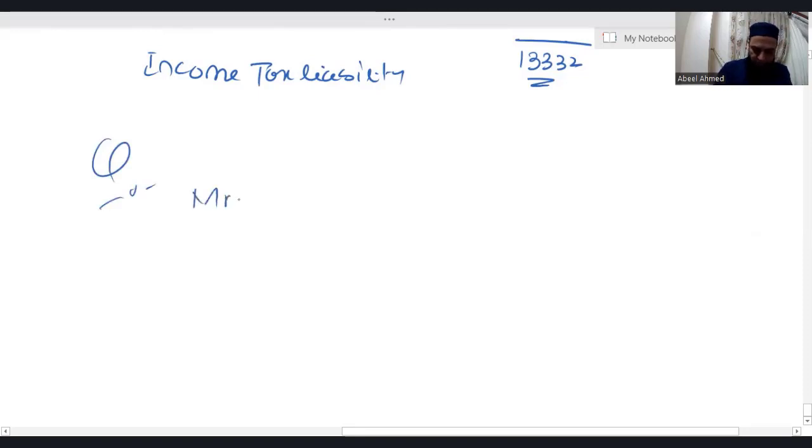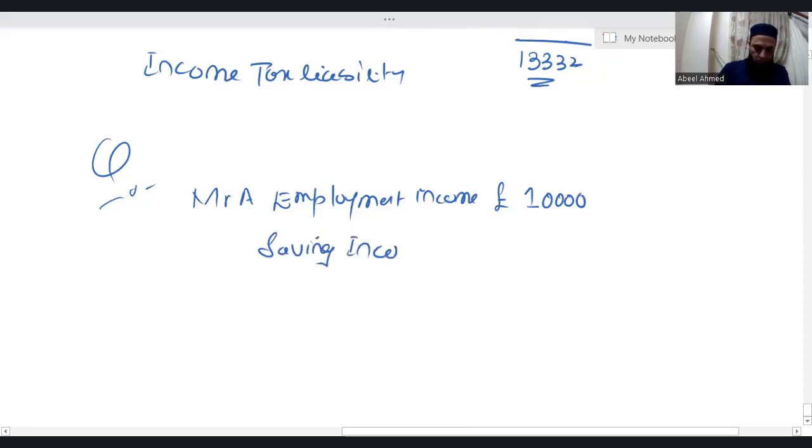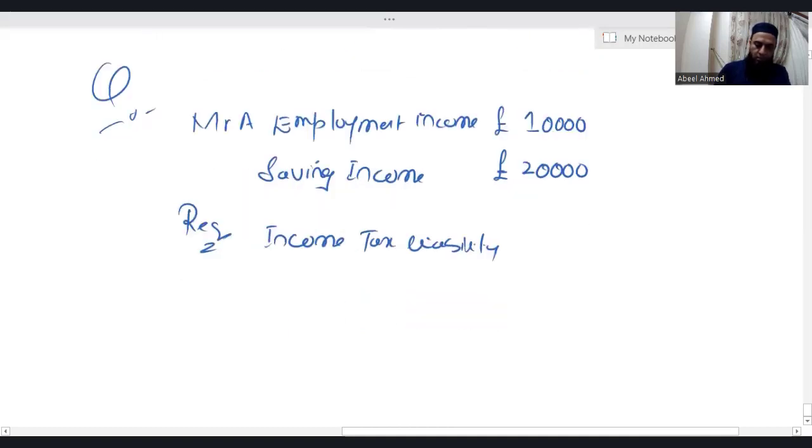Let's say we have Mr. A in the question. Employment income is let's say 10,000. Saving income is let's say 20,000. Required: calculate income tax liability. Let's try.